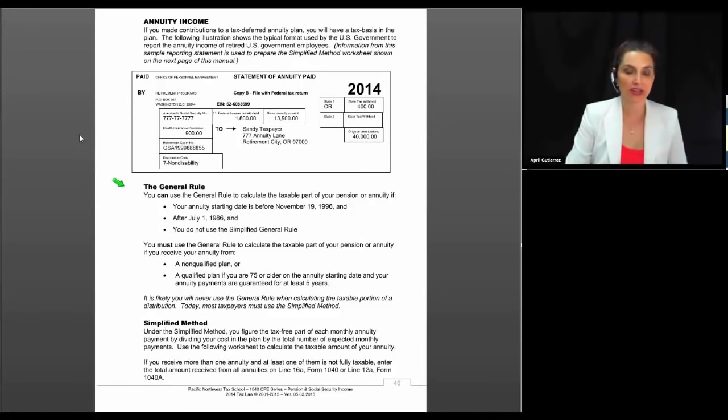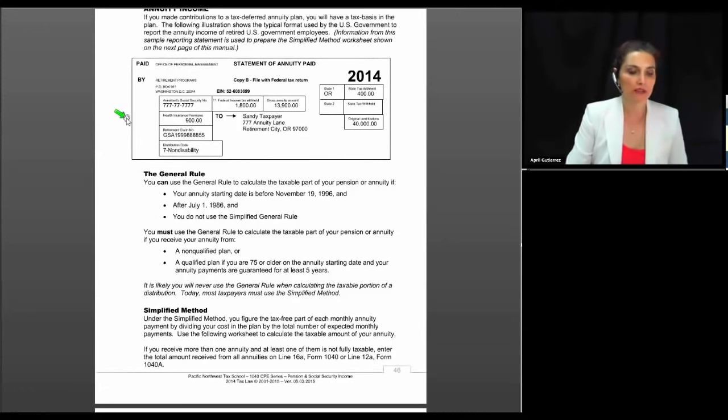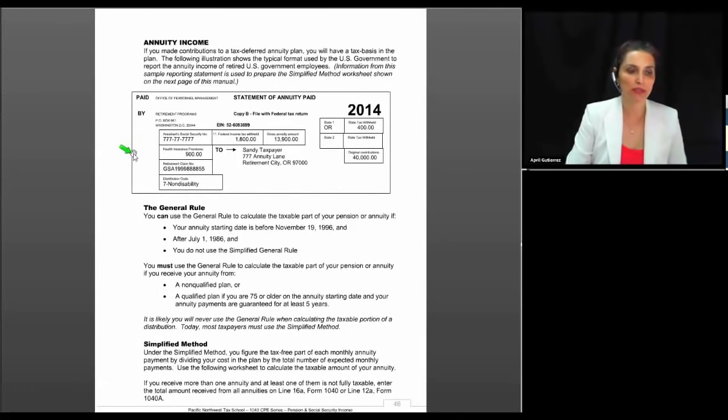But just in case you've got some distributions coming out for which you need to figure the taxable part, I'm going to show you how you apply the simplified method to figure the taxable part of a distribution from an annuity. You can see here I've got a little bit of information about the general rule. It almost never applies except in situations listed here. And just because of time constraints today, I'm going to leave you to read about the general rule yourself if you're interested in it.